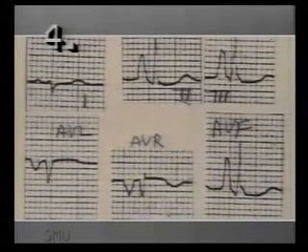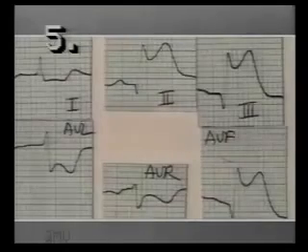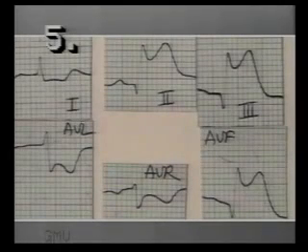Study the P waves in this ECG. Tall peaked P waves in 2, 3 and AVF. This is P pulmonale of right atrial hypertrophy. In this ECG, study the ST segments. In 2, 3 and AVF, there is ST elevation of 5 millimeters. The T waves are upright. Leads 1 and AVL show reciprocal ST depression. So this is a fresh inferior wall infarct.